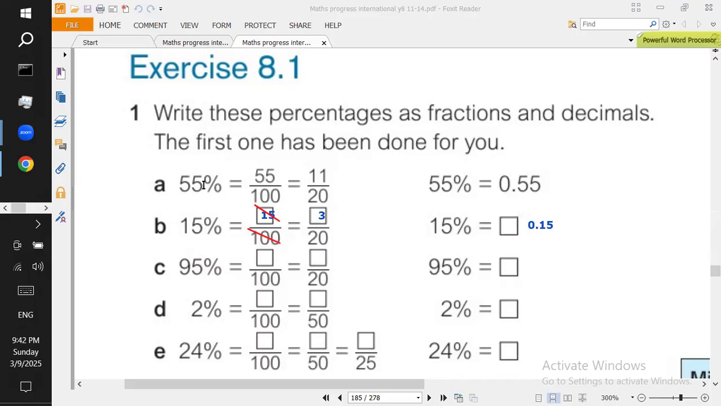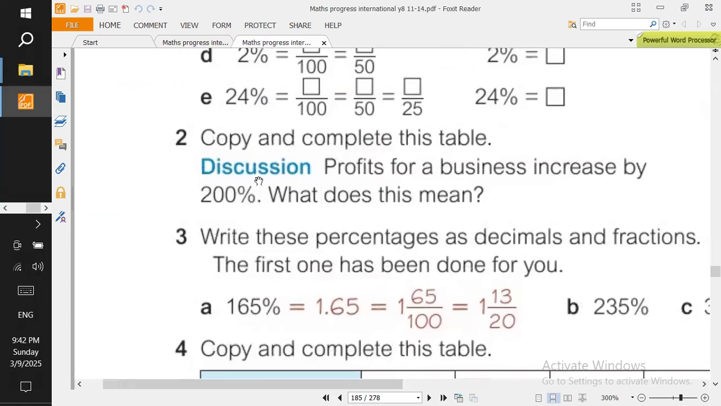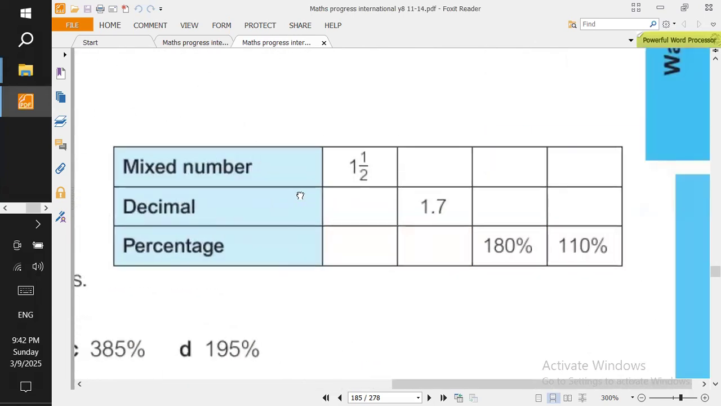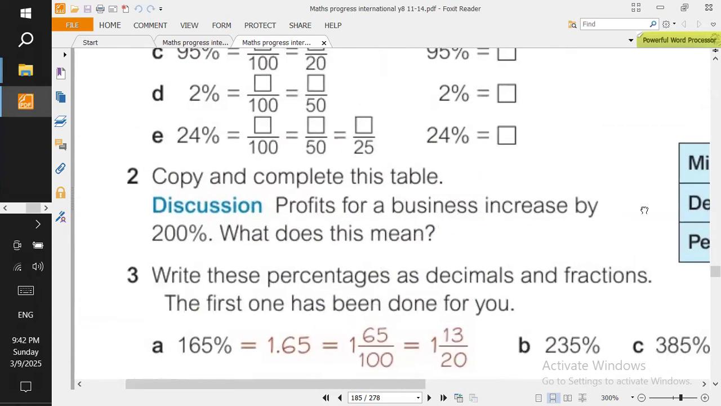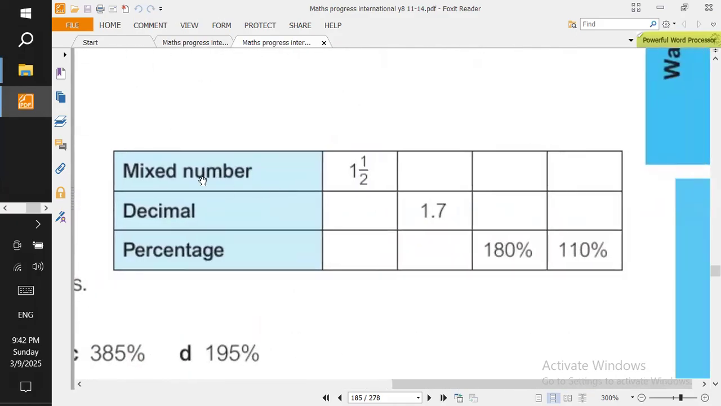This is how you turn percentages to fractions and simplify it, and then turning percentages into decimals. Now let's move on to the next question. All of them have the same idea, so focus on that idea, okay? Now, if we have mixed numbers, copy and complete this table. Here we have mixed numbers, decimals, and percentages. So this table is for the mixed number fractions, decimals, and percentages.